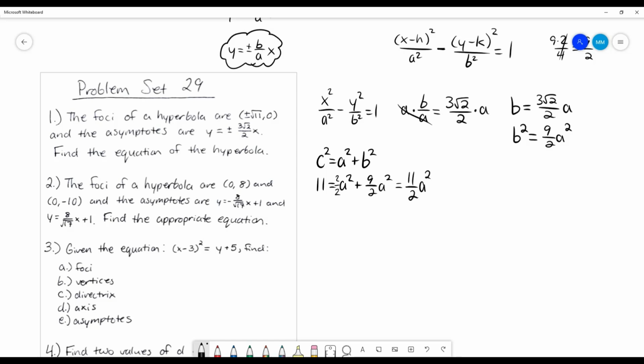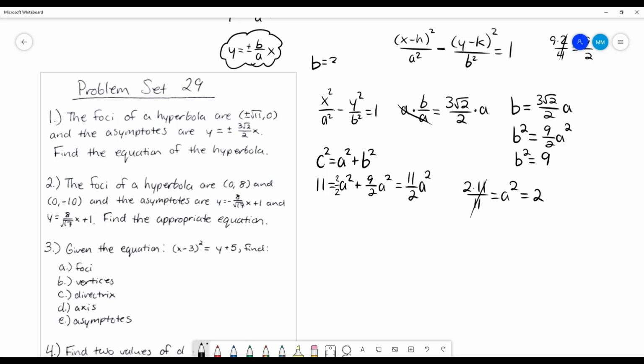So now I'm going to multiply both sides by 2, or divide by 11 halves, rather. So 11 divided by 11 halves is going to be 2 times 11 divided by 11, and that equals a squared. So a squared equals 2, which then means that b squared equals 9 halves times 2, so it's just 9. So now we know a and b.